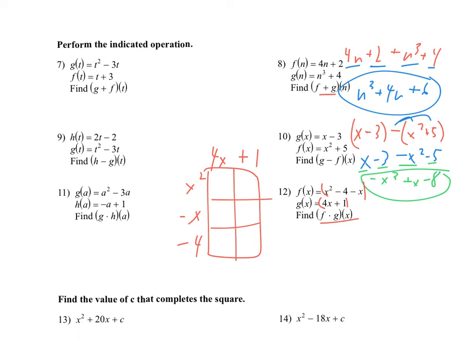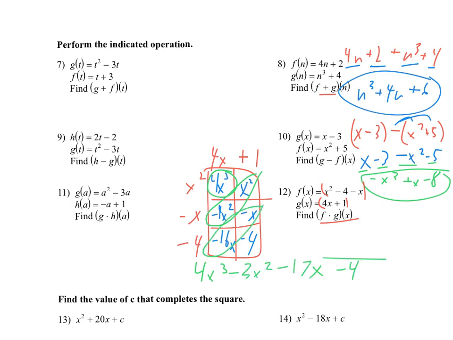And now we're going to multiply to fill out the box, so I get 4x to the third power, and I have x squared right here. I have negative 4x squared, and then I have negative x, I have negative 16x, and then I have negative 4. So we're just going to combine like terms to exit the box. So I have 4x to the third. I have negative 3x squared. I have negative 17x, and I have negative 4.